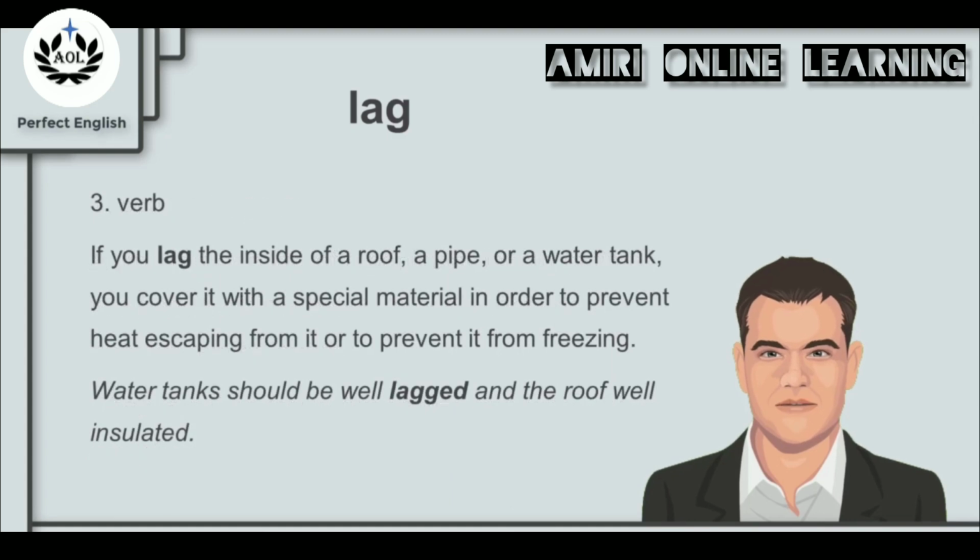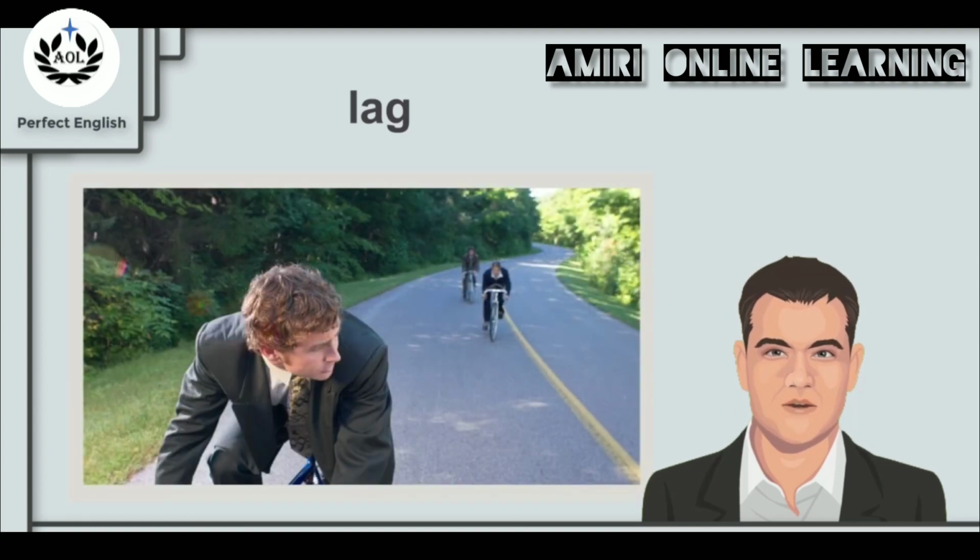And lag can also be used in a different meaning, this time as a verb. If you lag the inside of a roof, a pipe, or a water tank, you cover it with a special material in order to prevent heat escaping from it or to prevent it from freezing. For example, water tanks should be well lagged and the roof well insulated. So the next time you remember this picture of these three cyclists, remember the word lag and what it means.